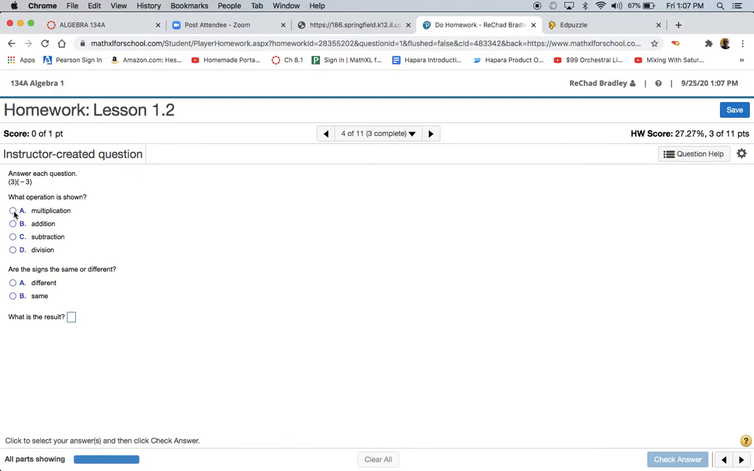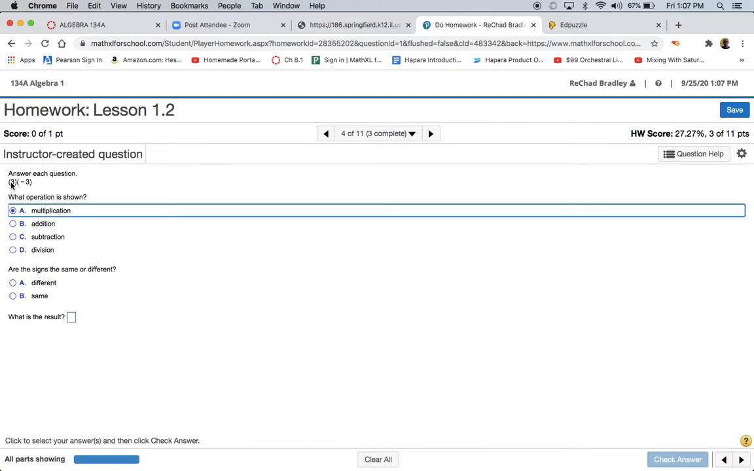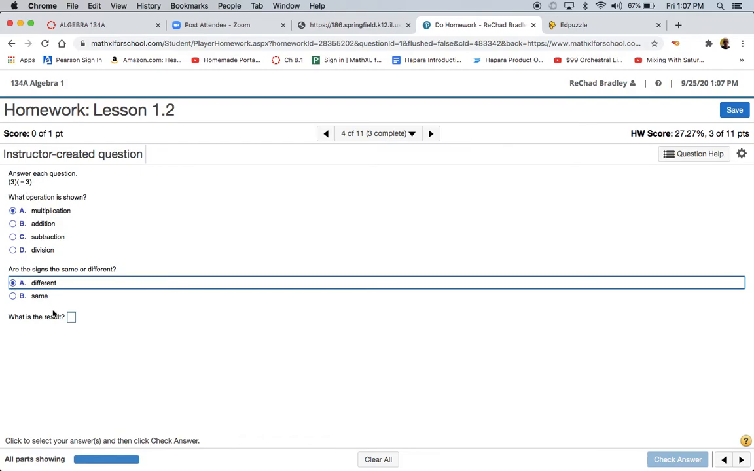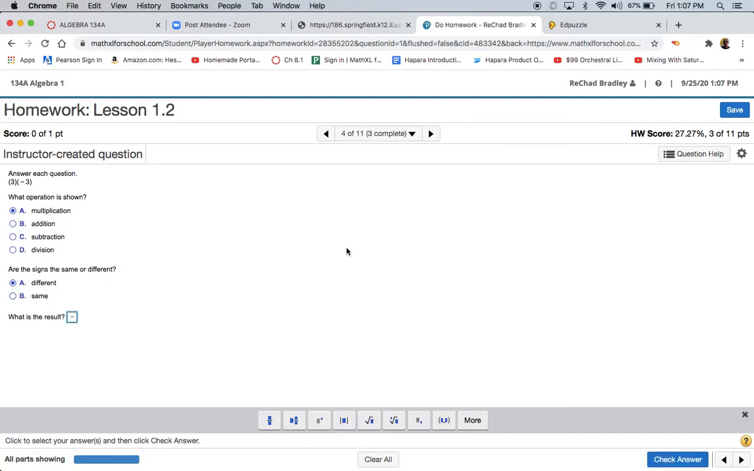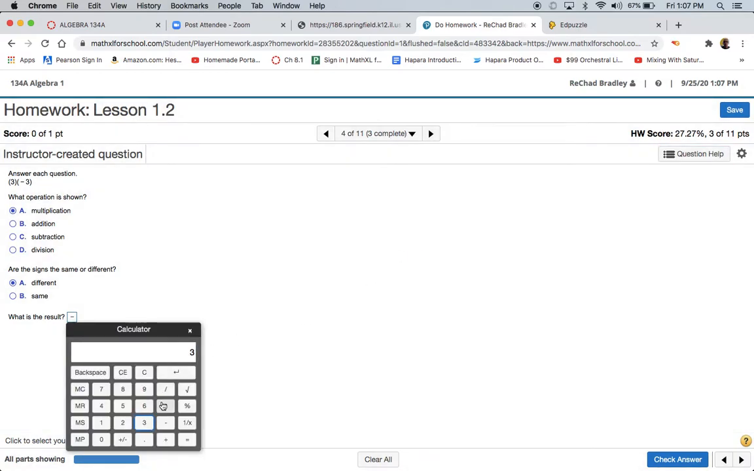Here we know this to be multiplication because there's no symbol in between it. 3 times negative 3. The signs are different. And because they are different, you know your answer is going to be negative. Again, if you don't know where the calculator is, feel free to use that and then do 3 times 3. That's plus, minus, divided by, times and divided by, and some other things on there. But again, your answer should be 9.